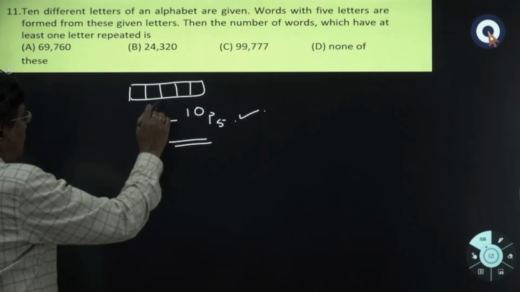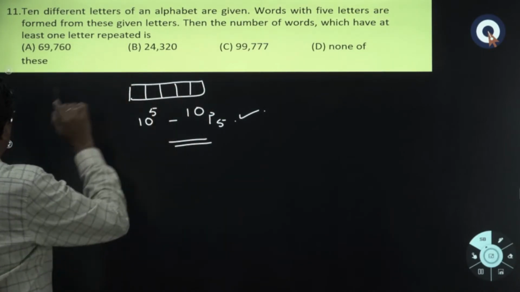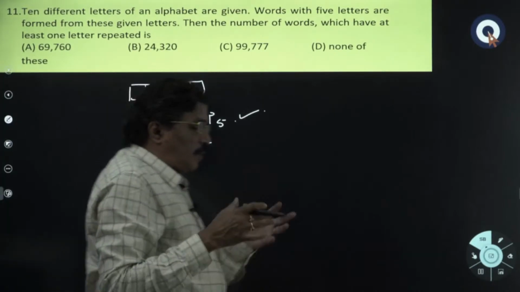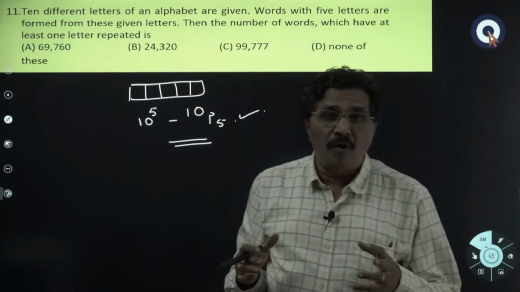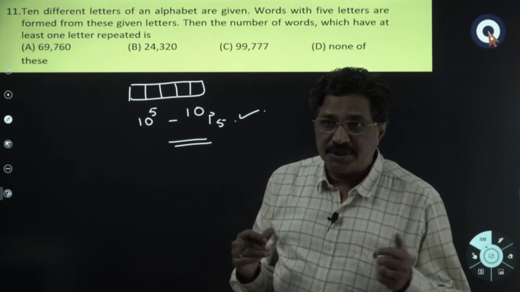And I am not doing the simplification. You can just do the simplification and match it with one of these options. So I repeat once again: the total number of words minus the number of words where there is no repetition. The rest are all the words where there is at least one letter repeated.